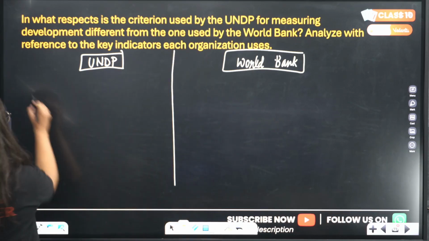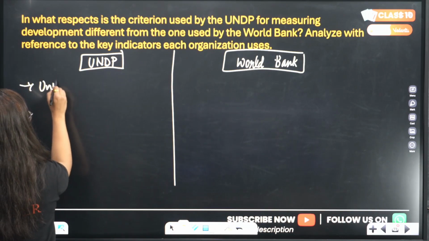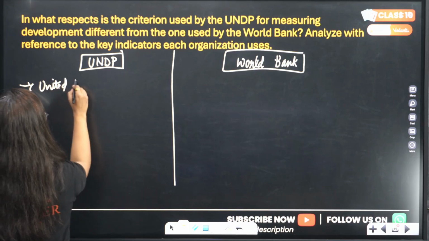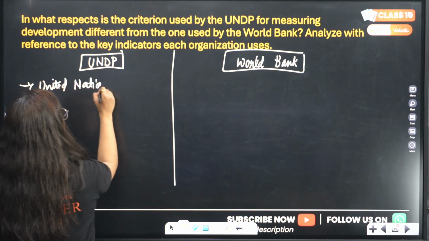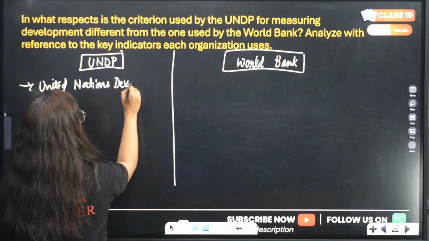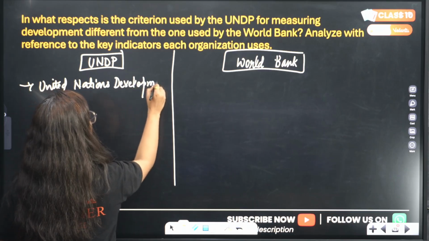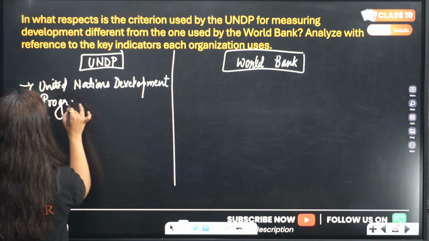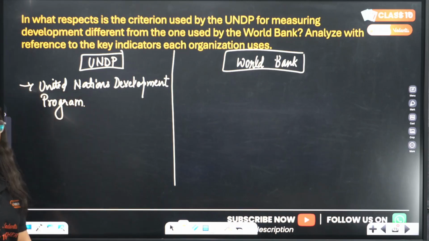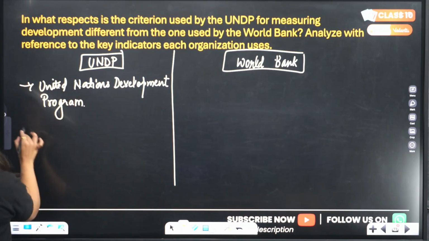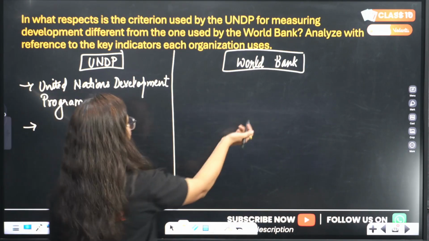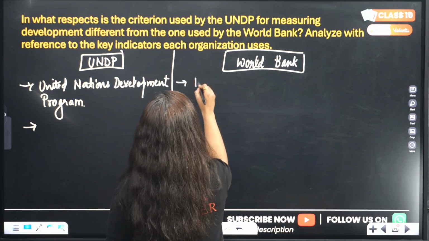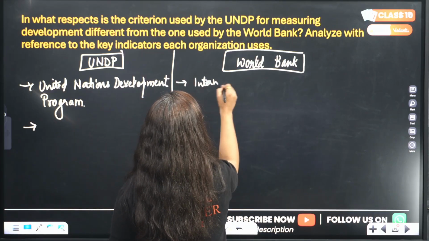Talking about UNDP, it stands for United Nations Development Program. Get it? Now, World Bank, basically, is an international organization.